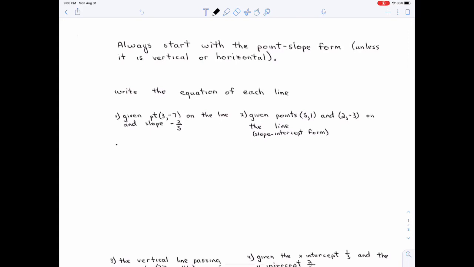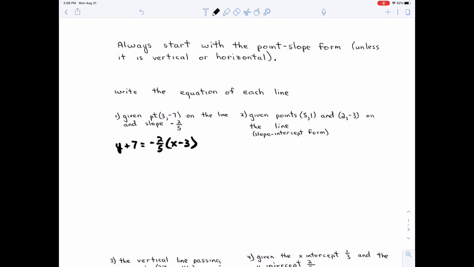y plus 7, and again, why is it plus 7? Because it's minus a negative 7, equals negative 2/5 times x minus 3. Okay, what do I have to do from here? Well, I don't know, maybe take a nap, because you're done. That's all you have to do. I didn't say what form to write it in. So as long as it's one of the 3 legitimate forms, you can write it in any of them. Okay? So you're done.